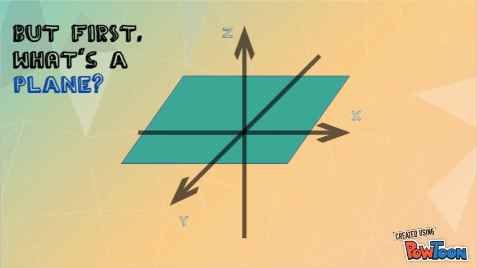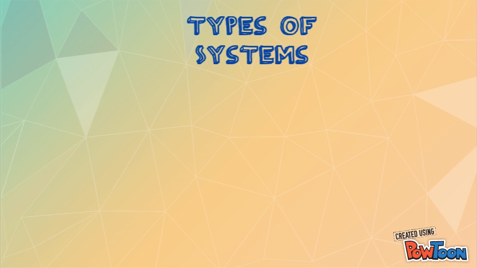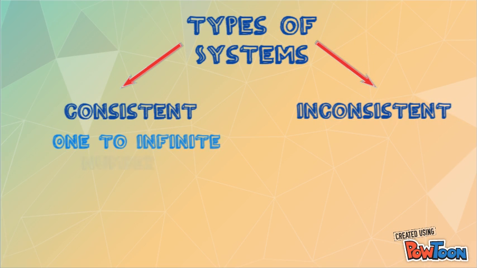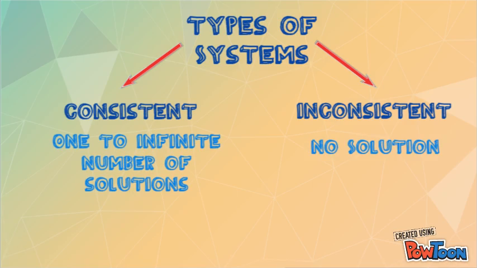We can determine the vector equation of a plane by two non-parallel coplanar lines and a single point. We can identify planes with the symbol pi. There are two types of systems when it comes to planes: a consistent and an inconsistent system. In a consistent system, there's one to infinite number of solutions, and in an inconsistent system, there's no solution.